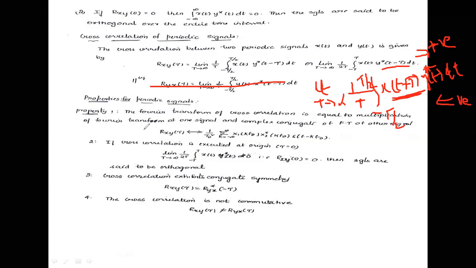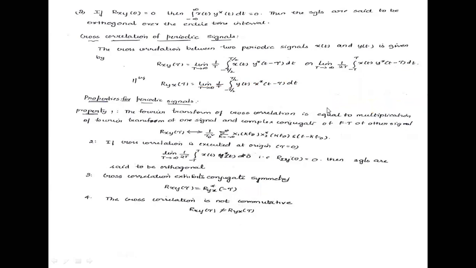The other properties of the periodic signals: r x y of tau is not equal to r y x of tau. Rather, r x y of tau is equal to r y x of minus tau. And the cross correlation is evaluated at the origin, tau is equal to 0. If r x y of 0 is equal to 0, they are said to be orthogonal periodic signals. Got it? So these are all the properties we already discussed. Now some of them I am explaining briefly and some fully, again.